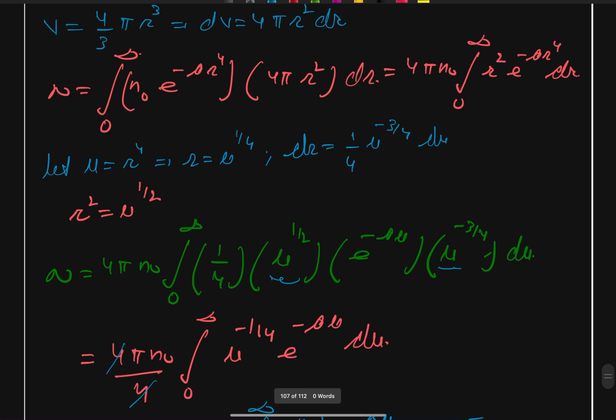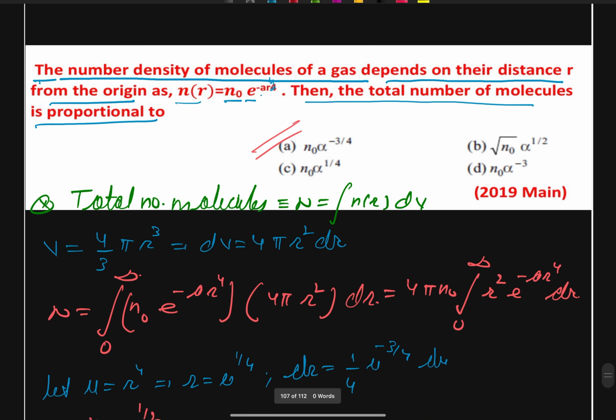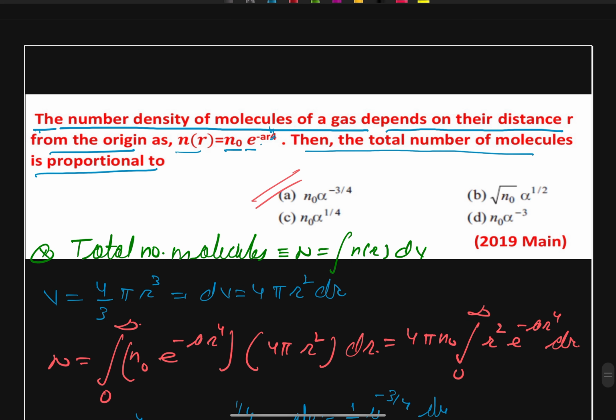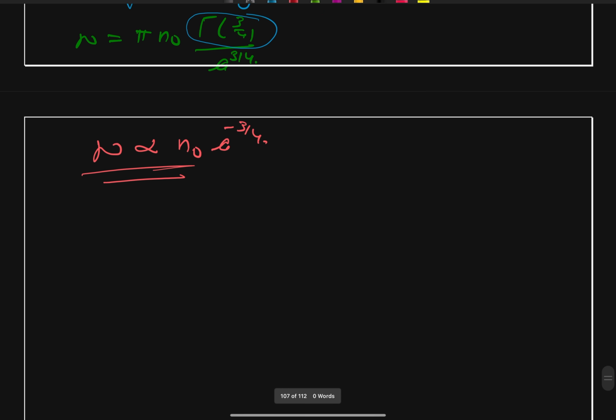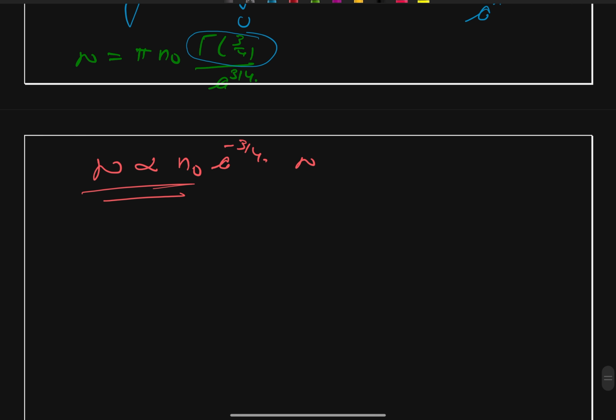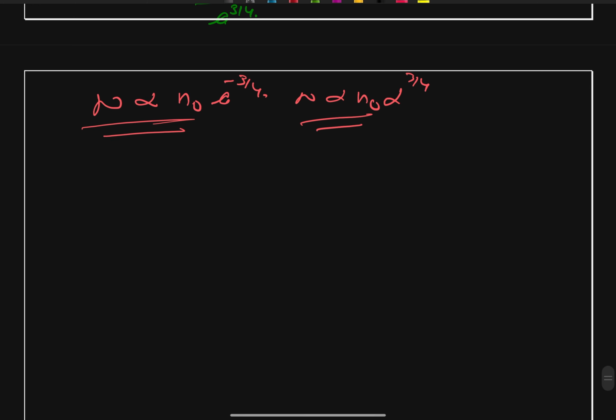This is not A, this is alpha. Sorry, my mistake, but anyways it doesn't matter. Okay, we have to take this as not A but as alpha. So I can write this as N is proportional to n naught alpha to the power minus 3 by 4. So you can say option A is correct.